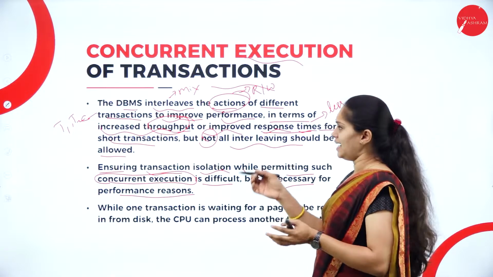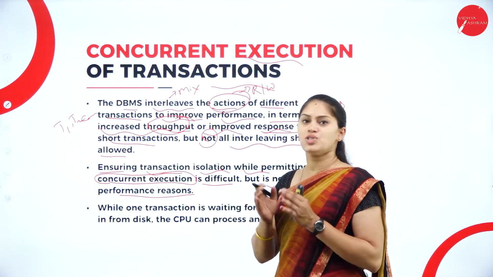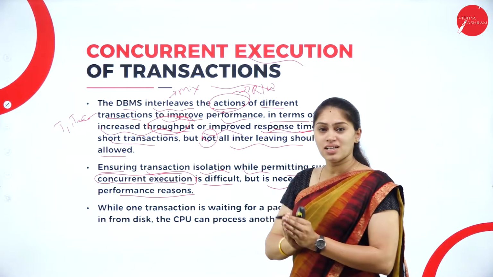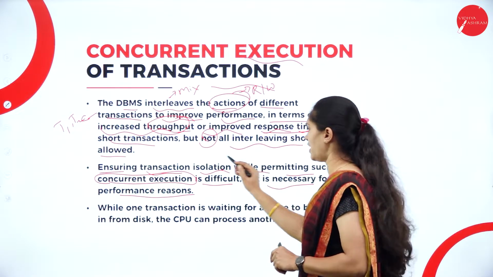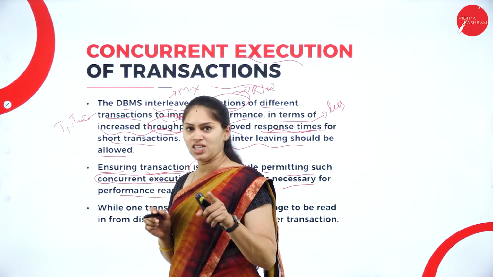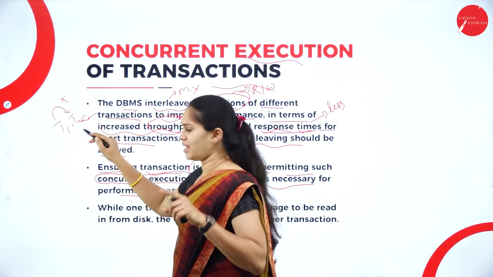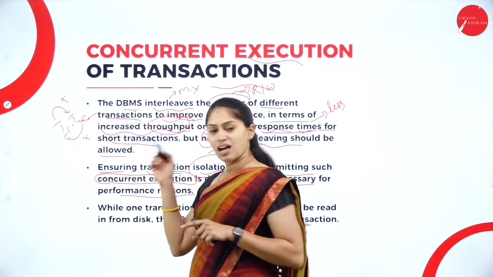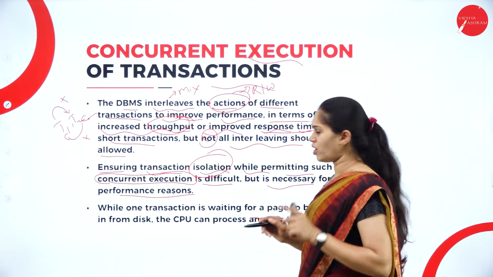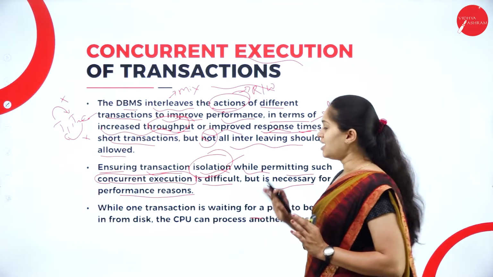When we are interleaving or mixing a number of actions of different transactions together, it must ensure that there is isolation. So if I am combining T1 and T2 actions, any changes in T1 should not affect the content of T2. If you are doing any changes in T2, that should not affect the content of T1. That is the isolation that needs to be maintained when we are interleaving transactions.